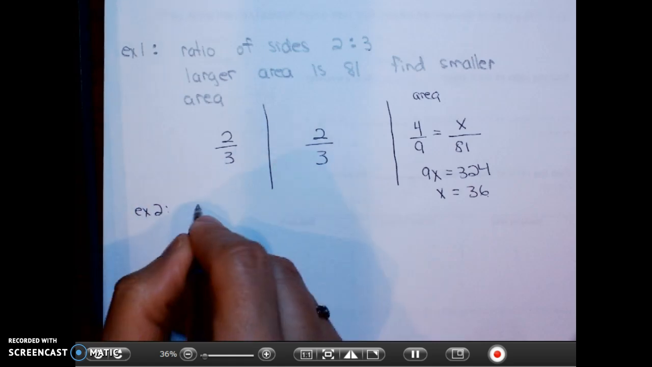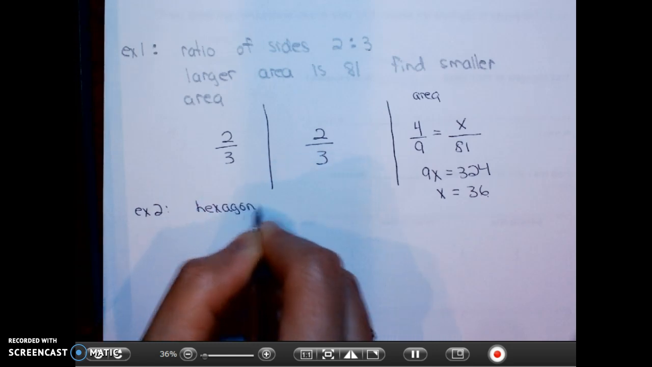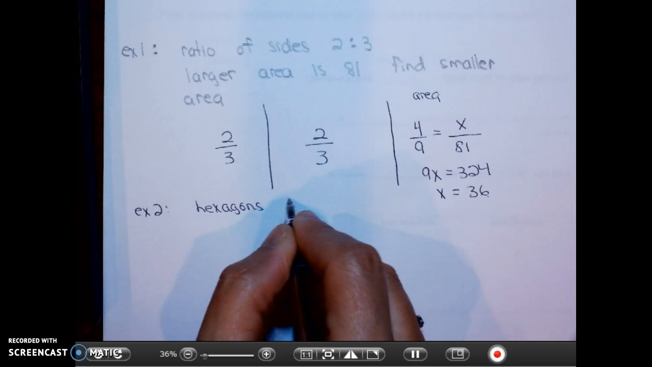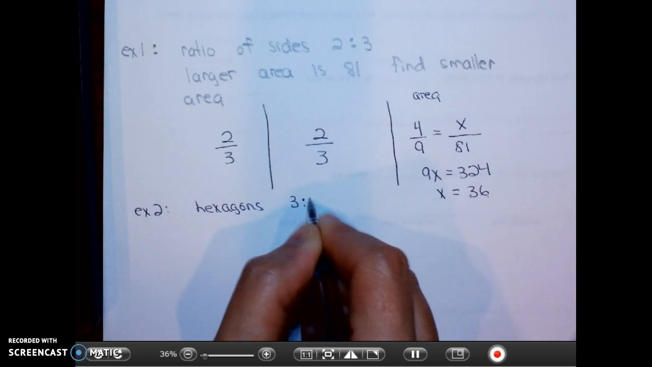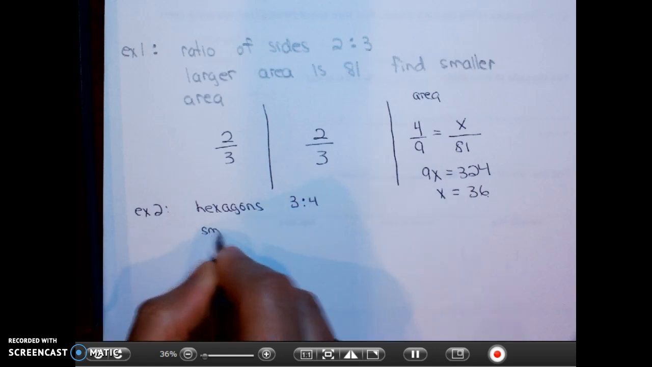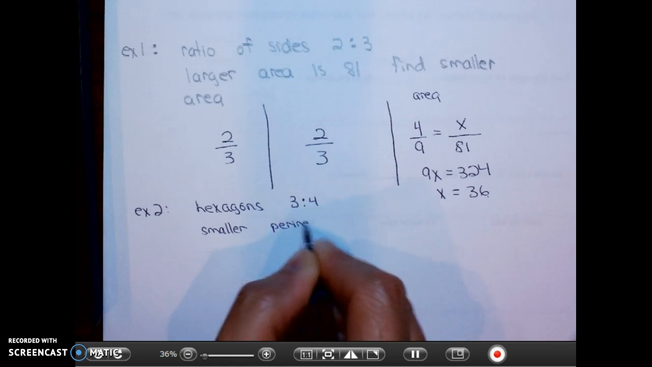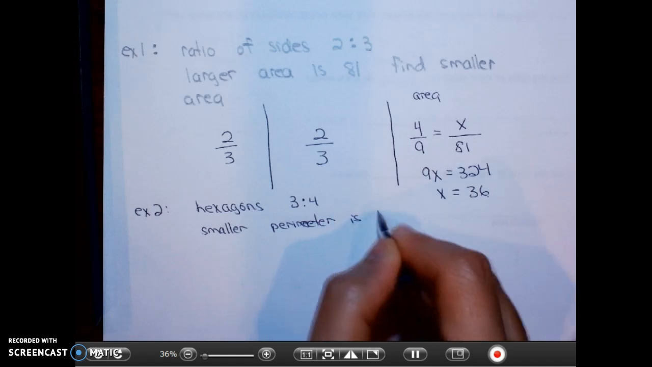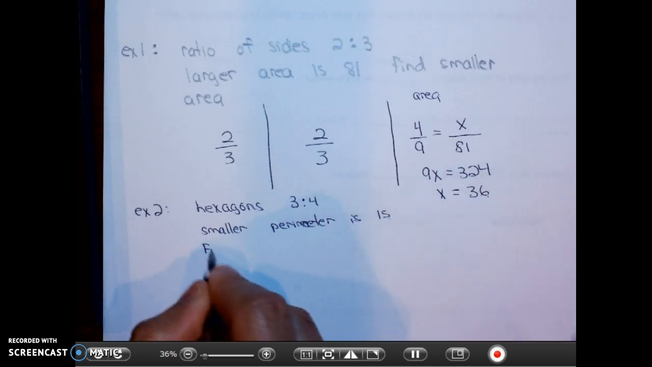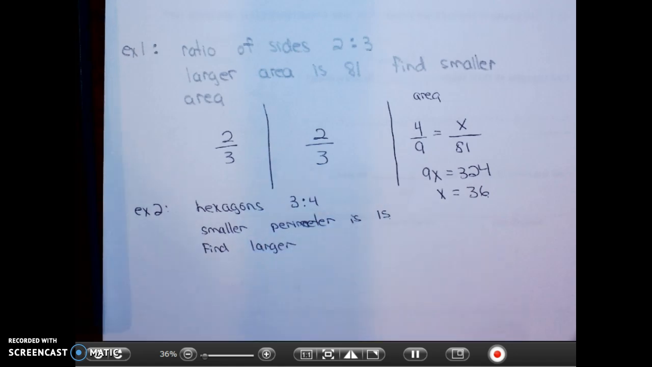Let's do one that's similar. Let's suppose we were given two hexagons, which you don't know the formula of, and the ratio of their sides was 3 to 4, and they give us the smaller perimeter is 15, and we have to find the larger. Again, I would think about what column are we in, which one do we need to move to.